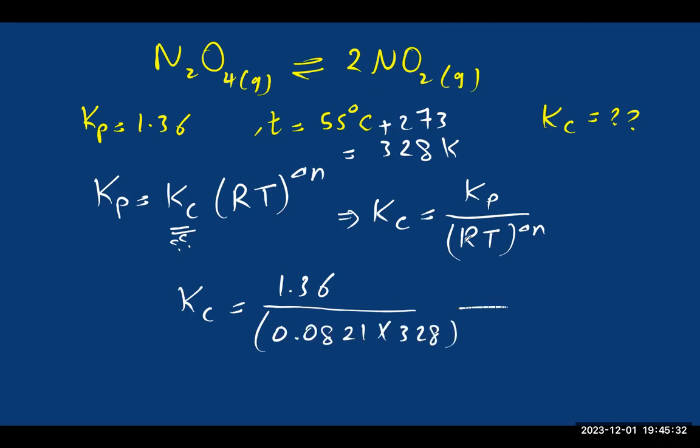Again, what is delta N? Number of moles of products minus moles of reactants. Moles of products here are 2, and reactants 1, because we have only one reactant. You can calculate this using a calculator, and the value will be 0.05.